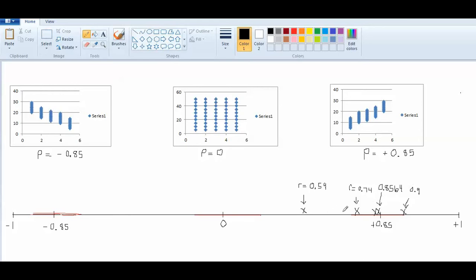So 3 samples have underestimated the population correlation coefficient a little bit. 1 sample has underestimated it by quite a bit, and 1 sample has overestimated the population correlation coefficient. Remember that all 5 of these numbers are R's, because these are all the correlation coefficients of different samples. So there are 5 different R's.